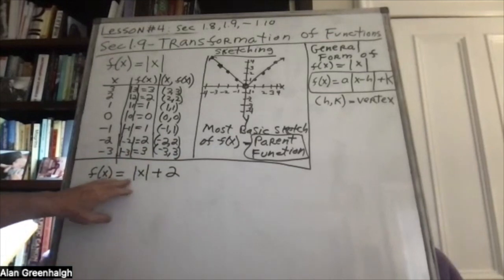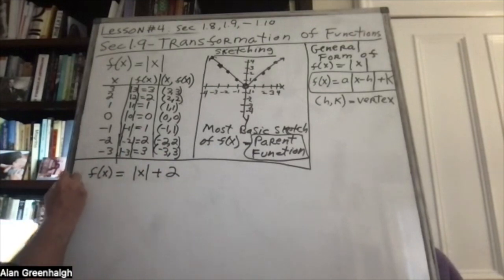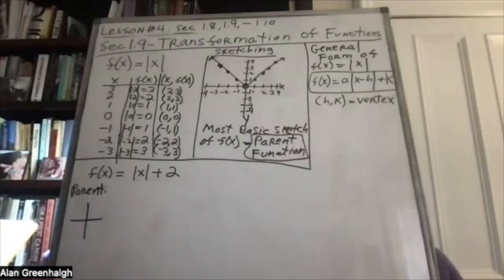So if you wanted to graph this, what you would do is first say to yourself, what is the parent function? And, right on the side here, we would draw a parent function. There it is, right? That's what we indicated up here when we actually graphed the function originally. This is the parent function.